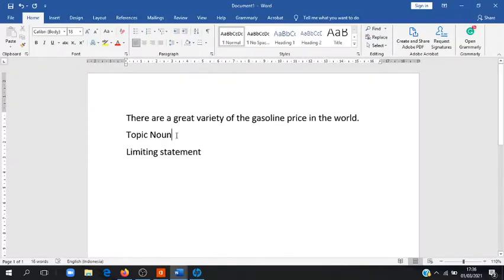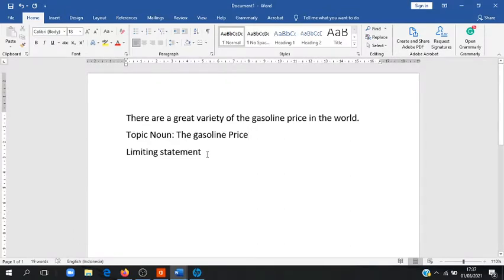Now, what is the topic noun? What you are going to talk about in your composition is the topic noun. Topic noun is the noun that you are going to talk about in this composition. So you want to talk about what? Noun. Yang noun mana? Yang noun ini ada kata gasoline price in the world. Ya, so gasoline price itu adalah hal yang akan kita bicarakan. Makanya disebut dengan topik noun. Yeah, so let me write the gasoline price.